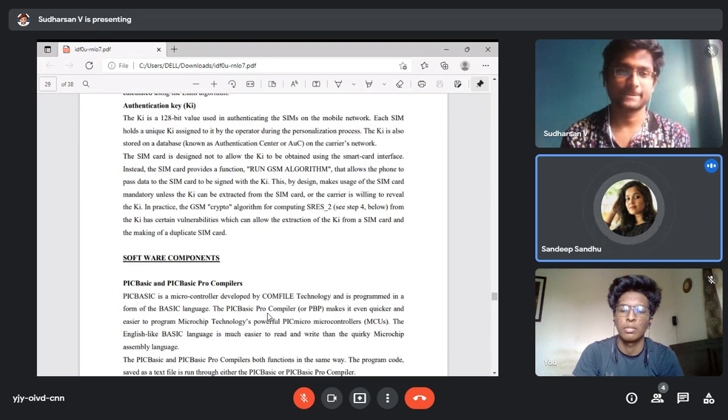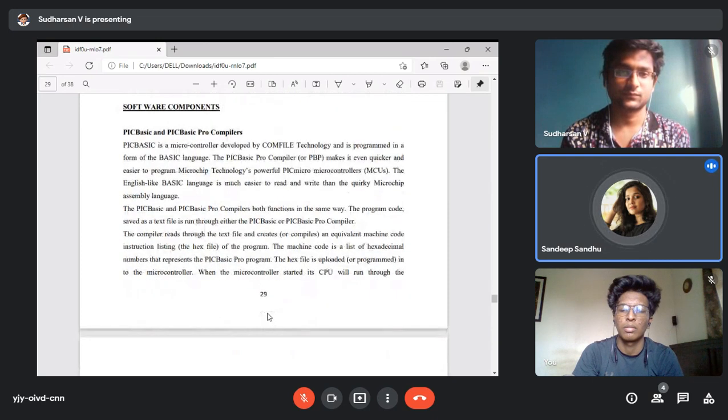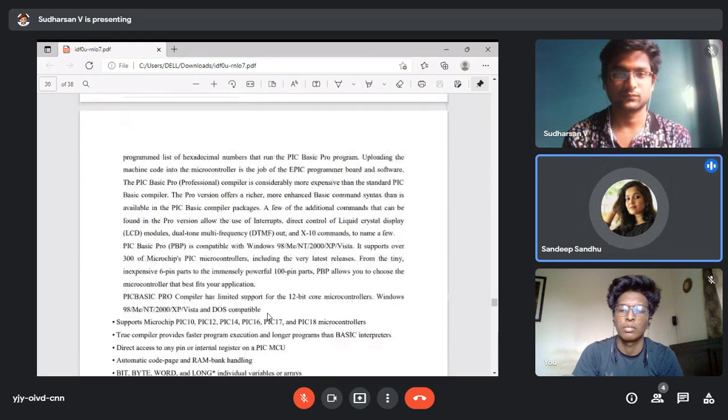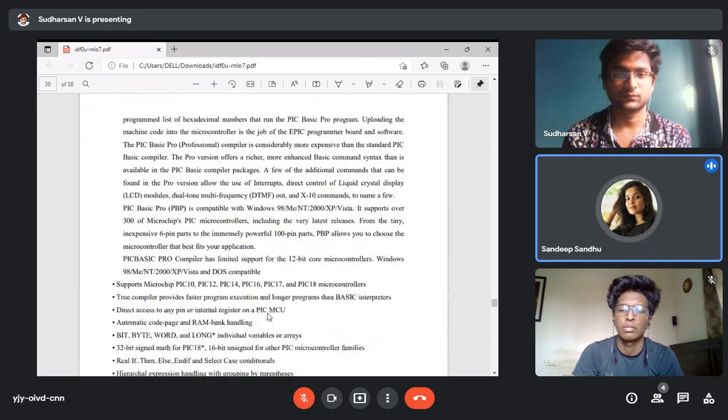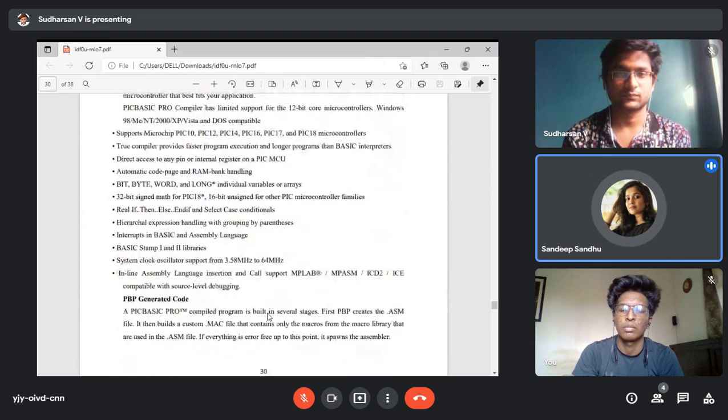Software components. PIC Basic and PIC Basic Pro Compiler. PIC Basic is a microcontroller language developed by microEngineering Labs and is programmed in a form of the Basic language. The compiler produces a list of hexadecimal numbers that run as the PIC Basic Pro program. Uploading the machine code into the microcontroller is the job of the EPIC programmer board and software. It supports Microchip PIC 10, 12, 14, 16, 17, and 18 microcontrollers. As a true compiler, it provides faster program execution and longer programs than BASIC interpreters.